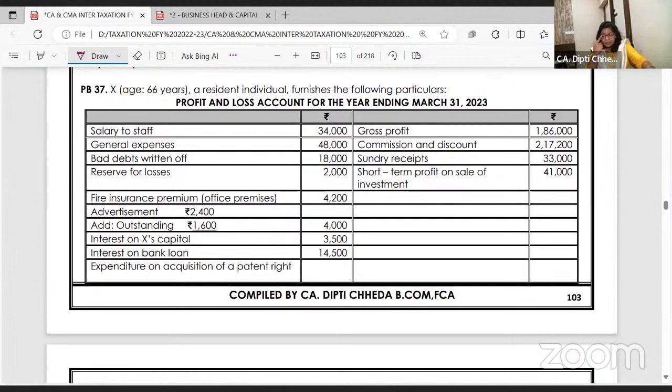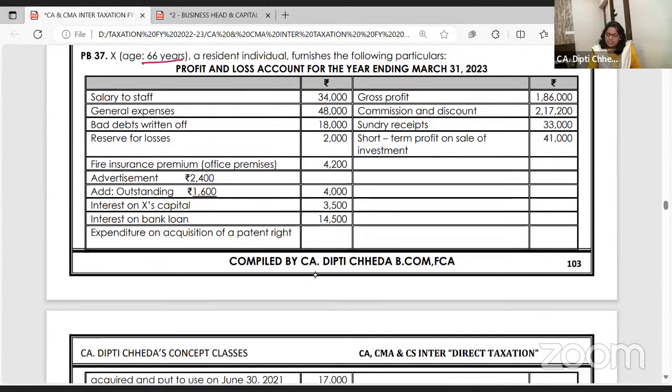Chalo, this one we will do. X का age 66 years. He is a senior citizen. I am doing orally. GP, commission and discount, nothing. Sundry receipts. Short-term profit on sale of investment. What you will do? Minus. Because it will come in capital gain.